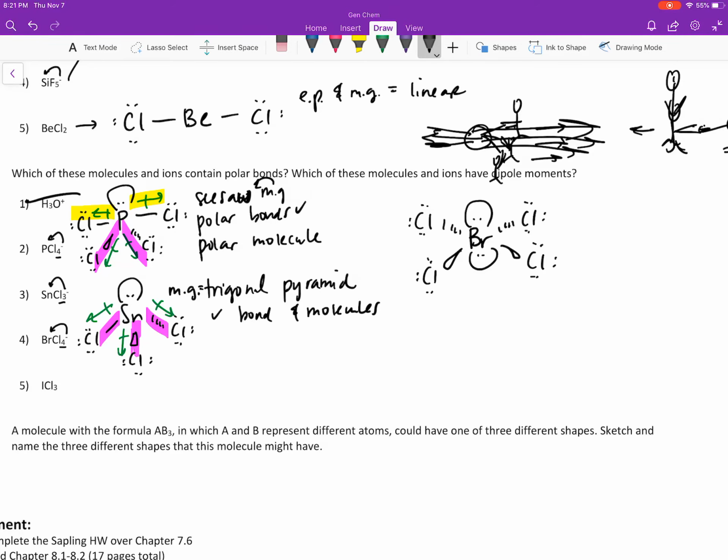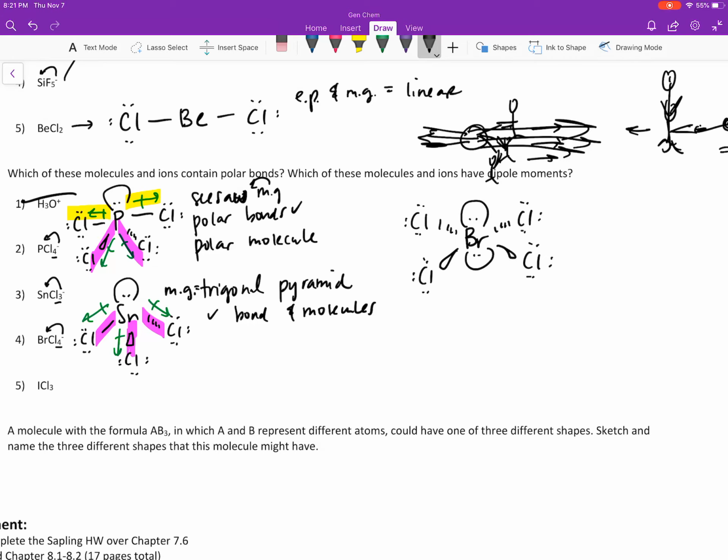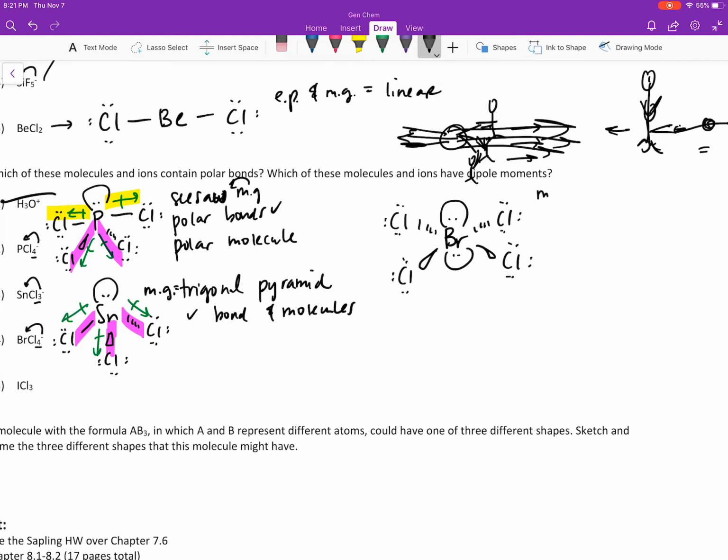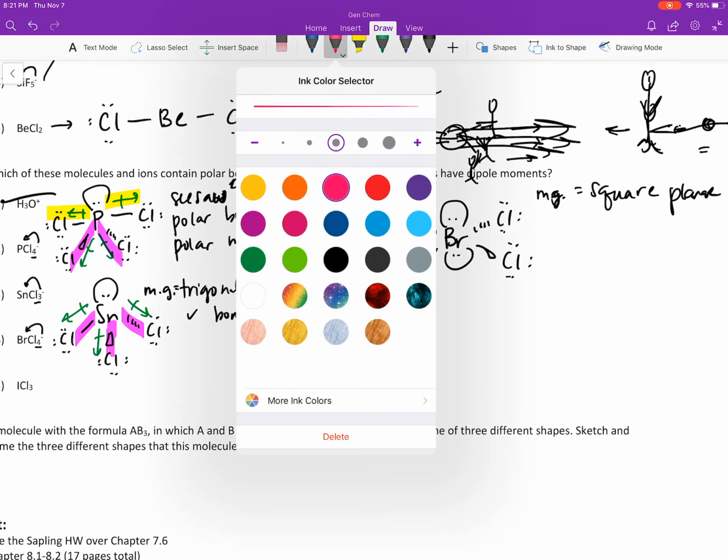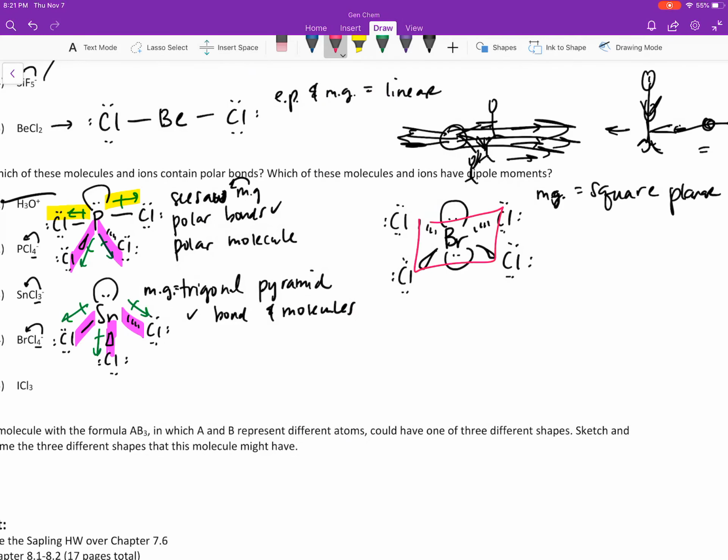Alright, so electron pair geometry would be octahedral. 4 bonds, 2 lone pairs is 6, which is octahedral. But the actual molecular geometry is square planar. Remember, because it looks like it makes a square in the plane.